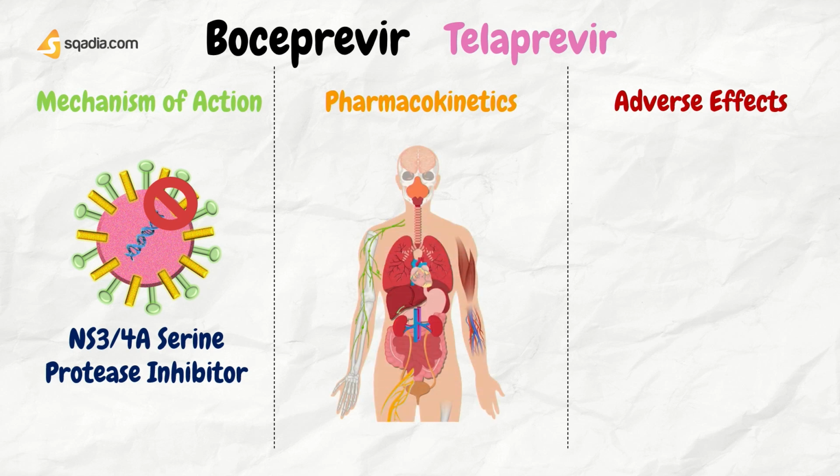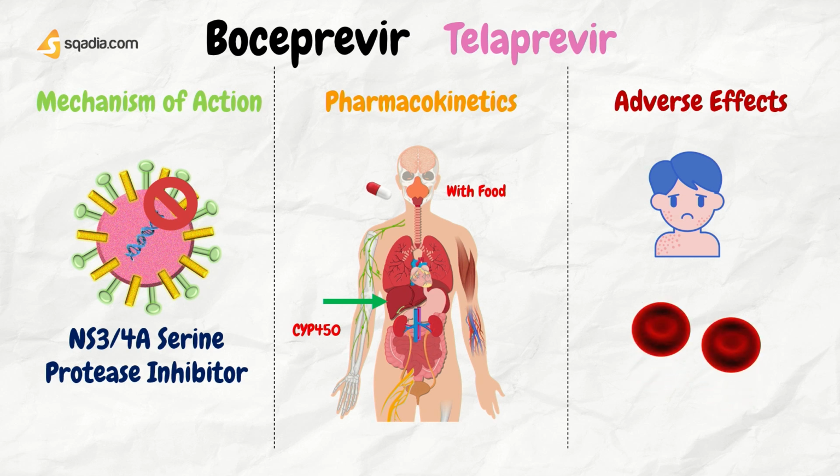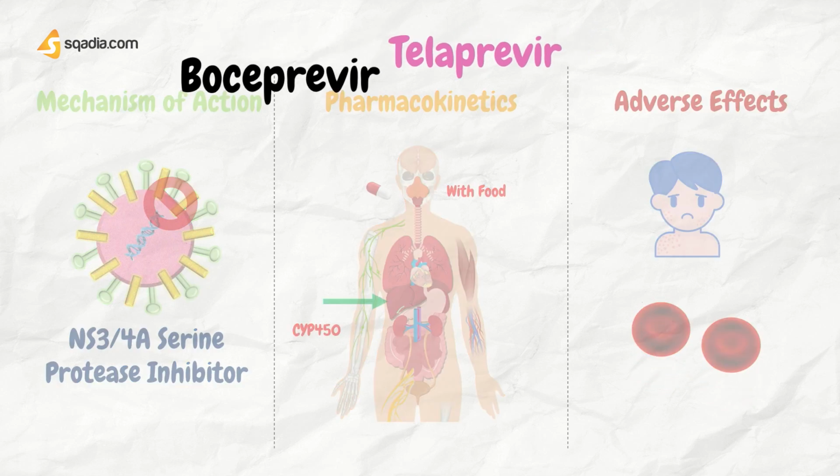So if we talk about the pharmacokinetics, both of them are given orally, and both of them are given with non-low-fat food to enhance absorption. The metabolism of both is done by the liver, obviously, by the enzyme known as CYP450. Because both are strong inhibitors of these enzymes, they have potential for complex drug interactions as well. And the adverse effects include anemia, skin rashes, and anorectal discomfort.